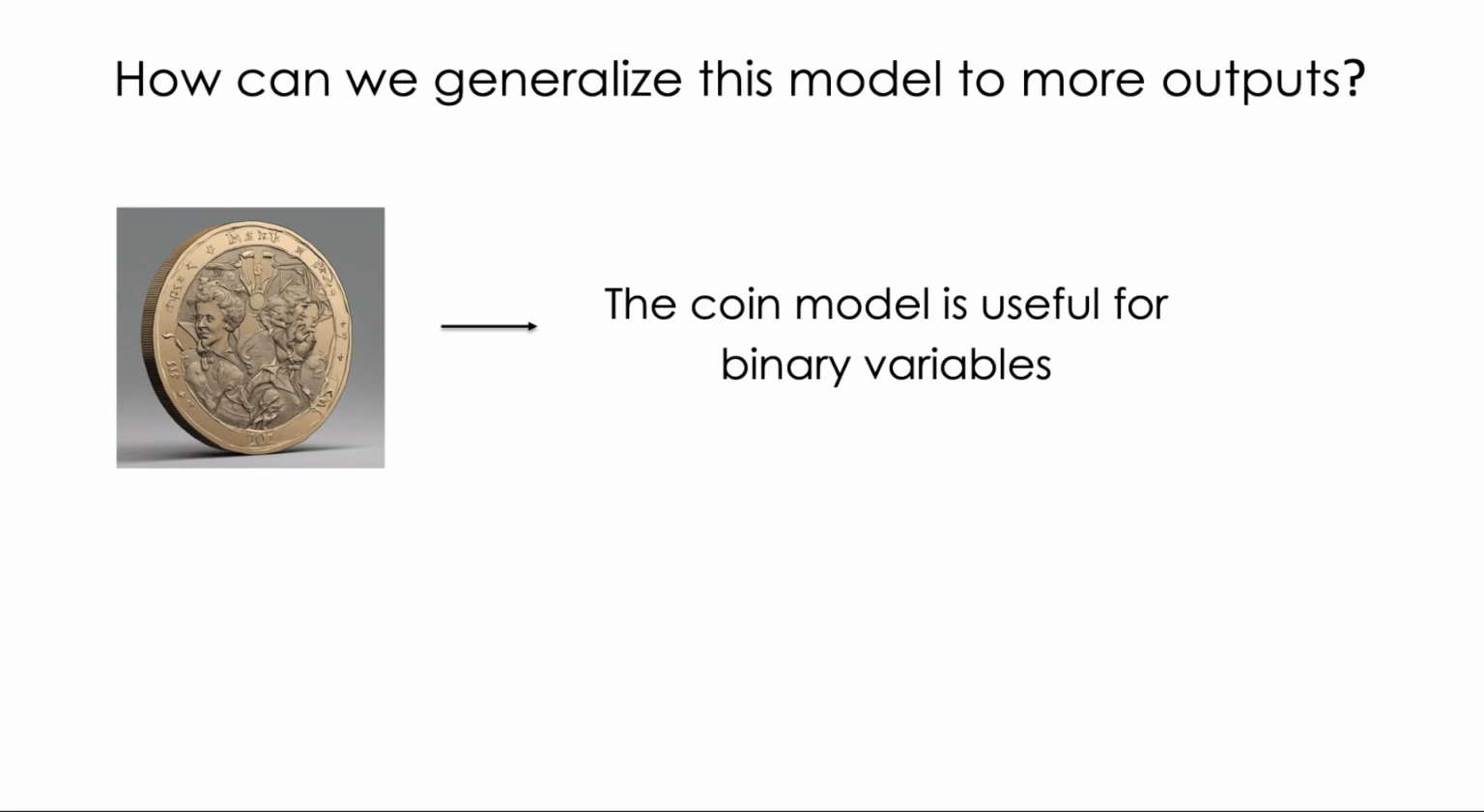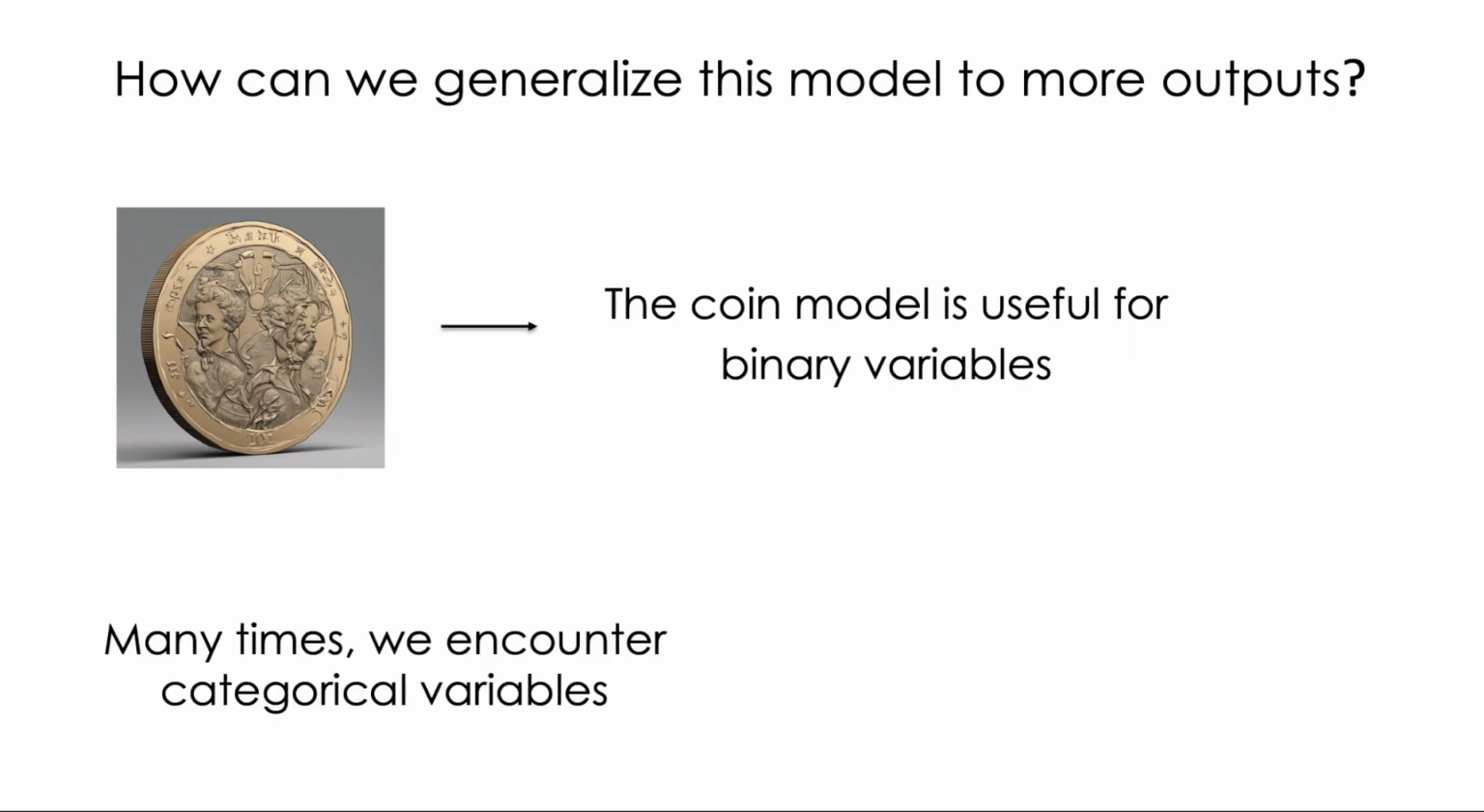Hi everyone. Now we are going to extend the coin case we saw in the previous video to the case with more outcomes. Remember that the coin case is going to work only for binary variables because we have heads or tails, in other words 0 or 1. But in general, we find categorical variables with many outcomes, right?